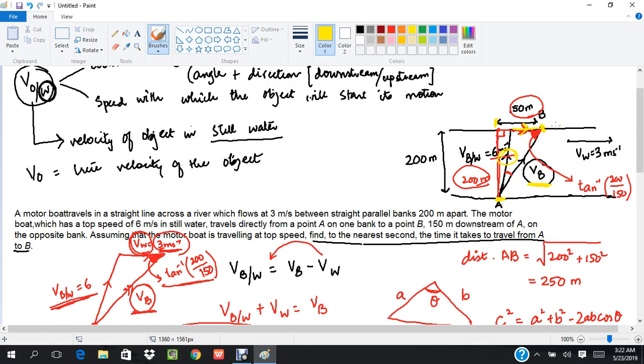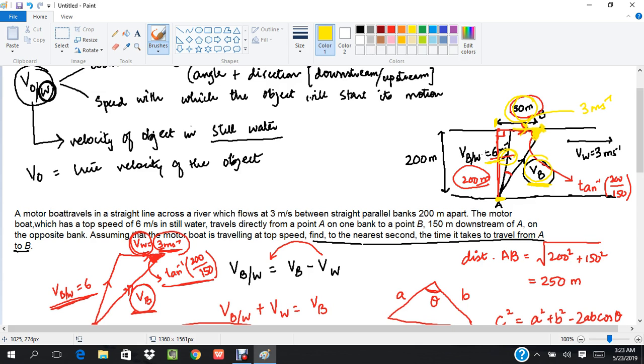And the starting step was to evaluate this angle using simple trigonometry. Then, after this angle was found, we applied the cosine rule to this triangle. We used this side, the velocity at this side, which was 3 meters per second. Then we used VB, which is unknown. And this is the angle that we use. And we equate it to 6 meters per second on the other side.